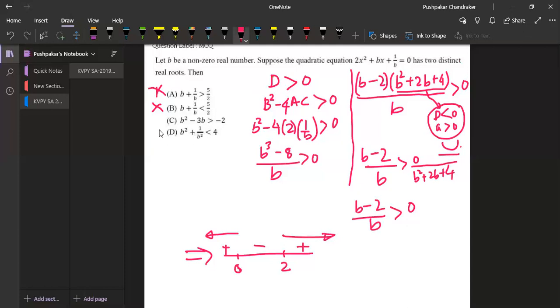And in the same way, this is also wrong. D is also wrong, because if I take a very large value of b, like 10, 20, 15, 100 or anything, that's wrong. So the only option remaining is option C. Otherwise you can solve option C also.